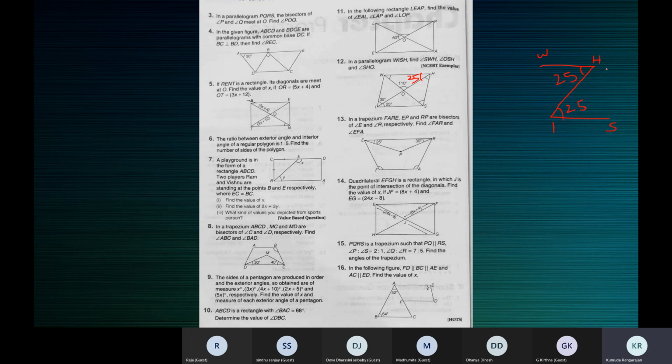WH is parallel to IS and HI is the transversal. This is how we should start. So this angle, what is this angle called? WHI. Angle WHI is equal to 25 degrees. Alternate interior angles are equal. Then you must say in triangle WOH, 110 plus 25 plus this angle is equal to 180. In this triangle, the sum of the three angles is equal to 180.